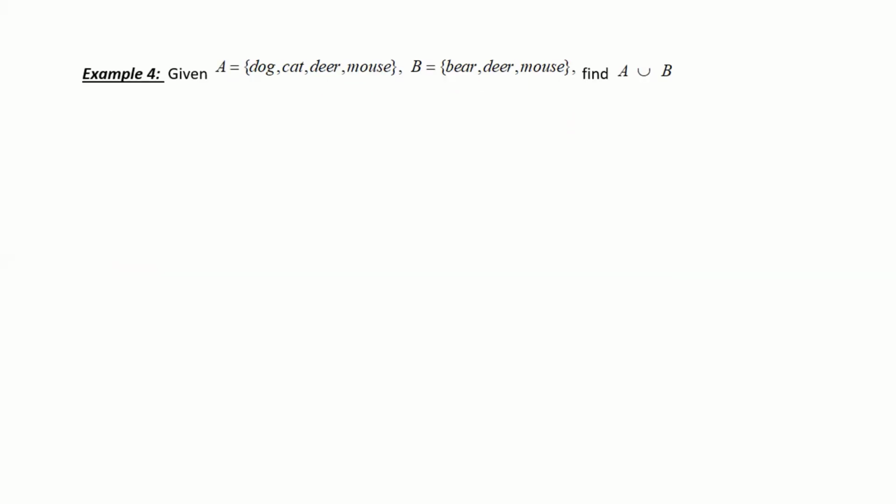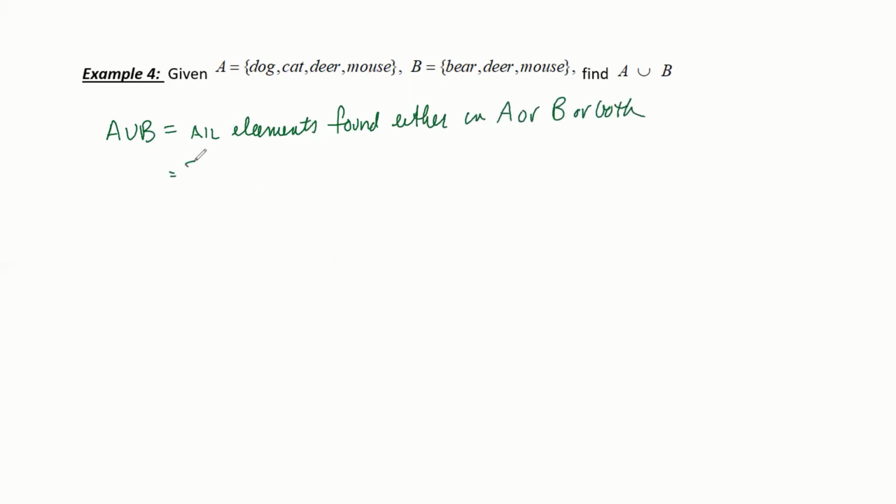Example 4 gives us A equals dog, cat, deer, mouse, and B equals bear, deer, mouse, and asks us to find A union B. A union B is the set of all elements found either in A or B or both. So it's like the big party, everybody's invited.